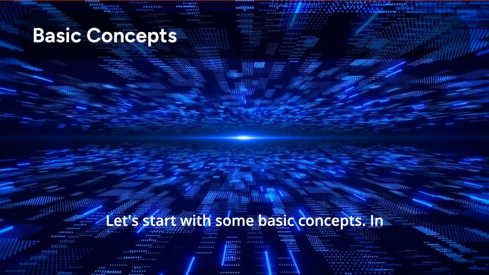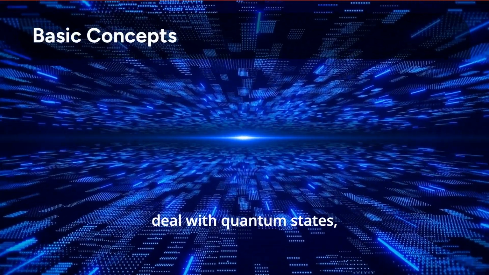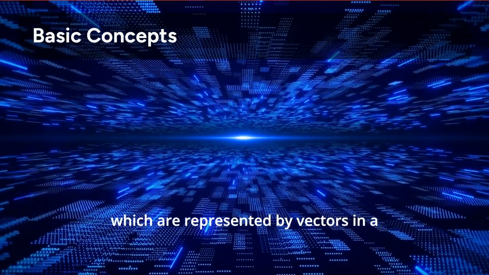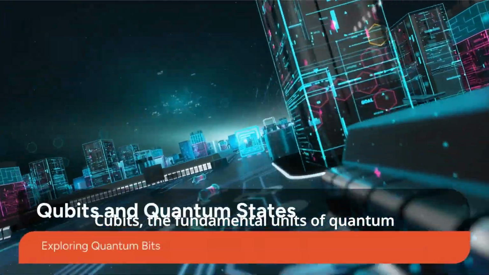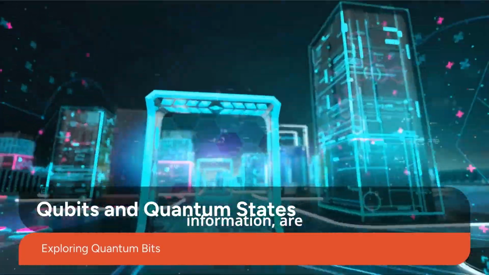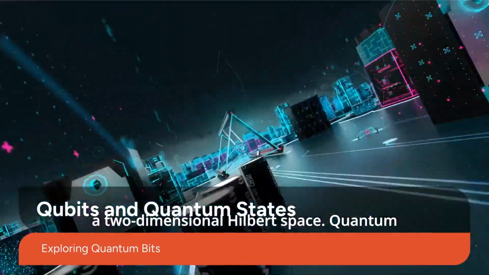Let's start with some basic concepts. In quantum linear algebra, we deal with quantum states, which are represented by vectors in a complex vector space known as Hilbert space. Qubits, the fundamental units of quantum information, are represented as vectors in a two-dimensional Hilbert space.